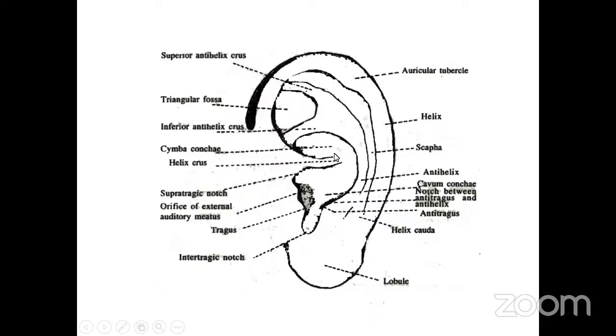Helix starts with a crus. This is called the crus helix. This is the inferior crus, and this is the superior crus of the antihelix.